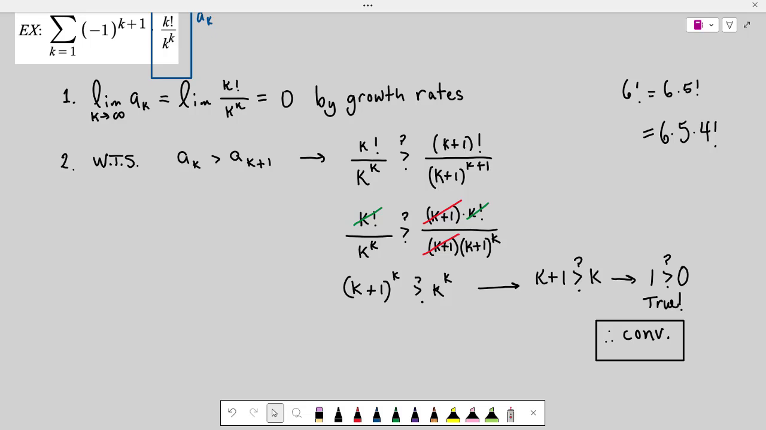I forget, if something doesn't pass the alternating series test, is it inconclusive? Yes, it's inconclusive. Right, not necessarily divergent. If this is not 0 up here, you can conclude that the thing diverges. If the limit of a sub k is not 0, your series diverges instantly. But if that's true, but you can't show that this is decreasing, then it's just inconclusive. So if you had some oscillating function there, it would be inconclusive.